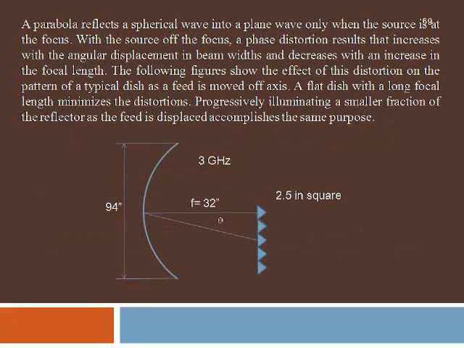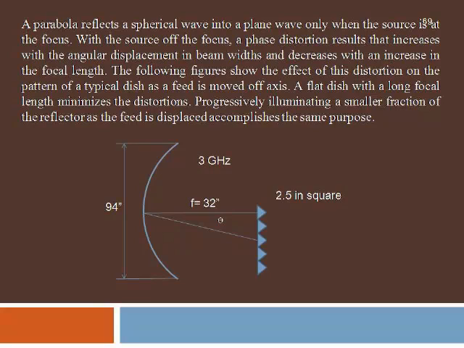A parabola reflects a spherical wave into a plane wave only when the source is at the focus. With the source off the focus, a phase distortion results that increases with angular displacement in beam widths and decreases with an increase in focal length. So the following figures show the effect of this distortion on the pattern of a typical dish as a feed is moved off axis.